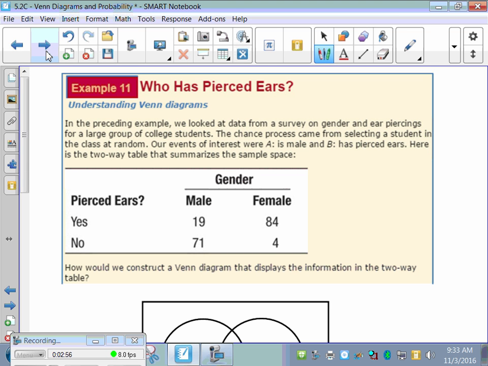So back to our pierced ears example. In the preceding example, we looked at data from a survey on gender and ear piercings from a large group of college students. The chance process came from selecting a student in the class at random. Our events of interest were: event A is defined as is male, and B is defined as has pierced ears. So here's our two-way table again. How would we construct a Venn diagram that displays the information in the two-way table?